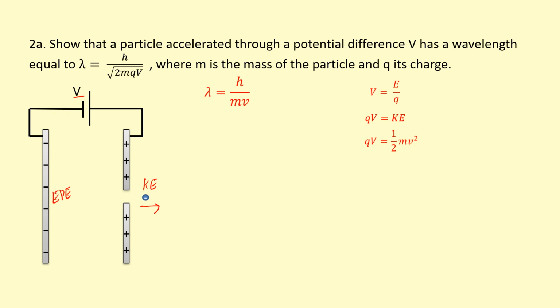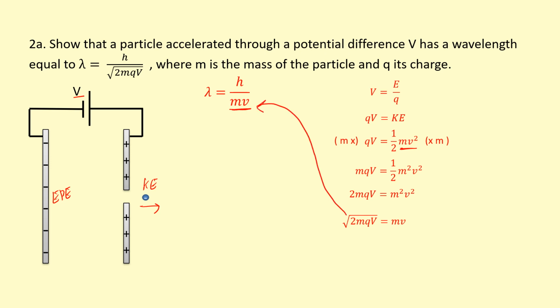And what I'm going to do now is multiply both sides by m. The reason for this, which will become clear in a minute, is because I want to get rid of momentum. But in this equation, there's one m and two v's. So I'm going to multiply both sides by m. That gives me m qV, and then I've got half m squared v squared. Now I'm going to bring the 2 to the other side and then square root it. So this is why I did that, so I can get that momentum mv. Now I can just replace the momentum in this equation here, and this is the equation that we're looking for.